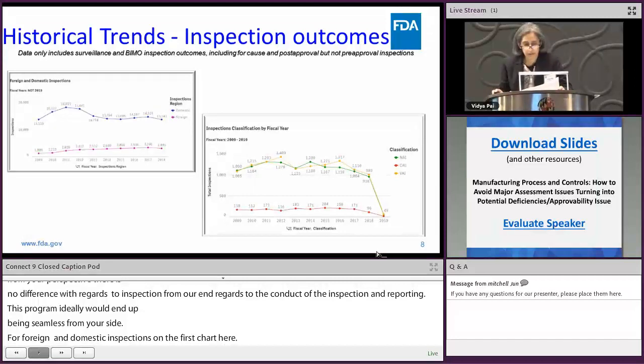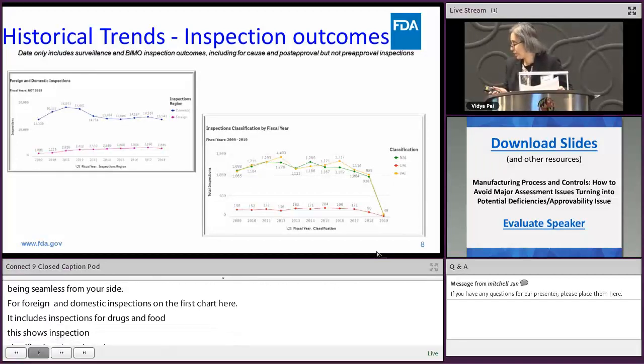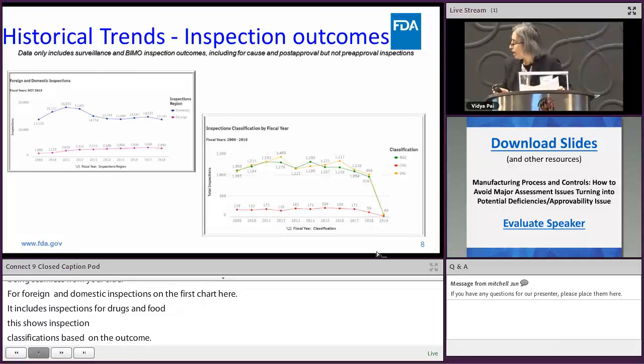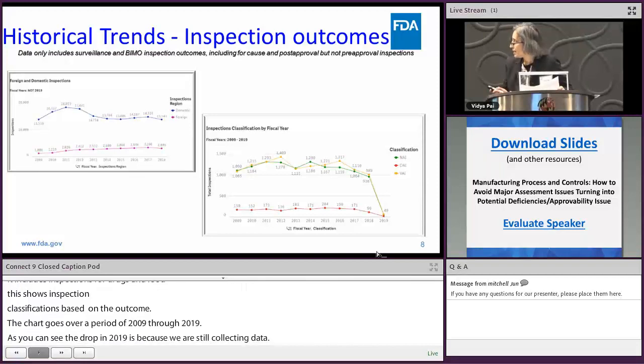The chart on the right here shows inspection classifications by fiscal year based on the outcome. The chart goes over a period between 2009 to 2019. As you can see, the drop in 2019 is because we're still collecting data. What I wanted to point out here, and this only summarizes surveillance and BIMO inspection outcomes, is that the majority of the inspections that are conducted tend to be classified NAI, VAI.